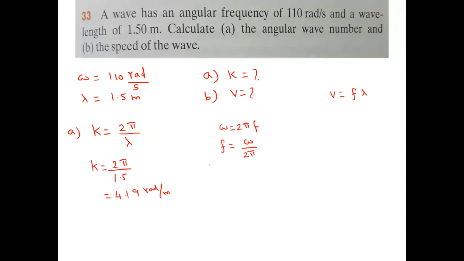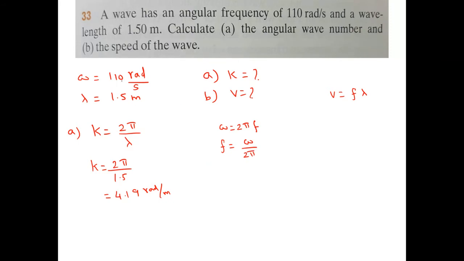Am I right? Yes, you are. Omega is already given in the question. So if you substitute the value of omega, this becomes 110 divided by 2 pi. So you will get the answer for the frequency as 17.5 per second, or 1/second.